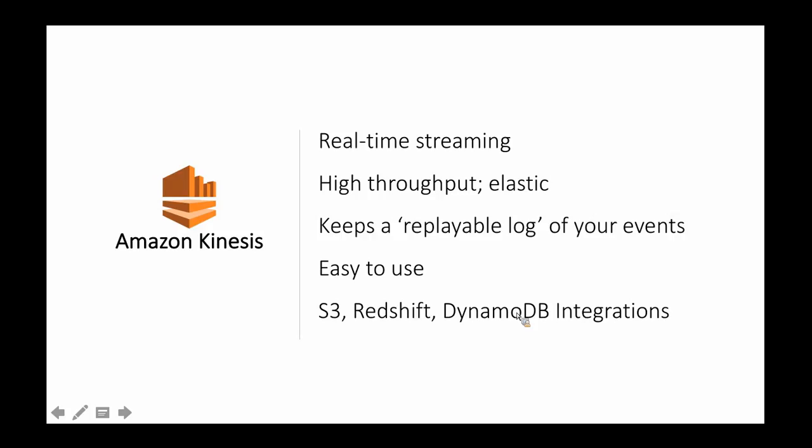Okay. So let's talk about these components. Amazon Kinesis, it's Amazon's real-time streaming capability. It's very high throughput and elastic.